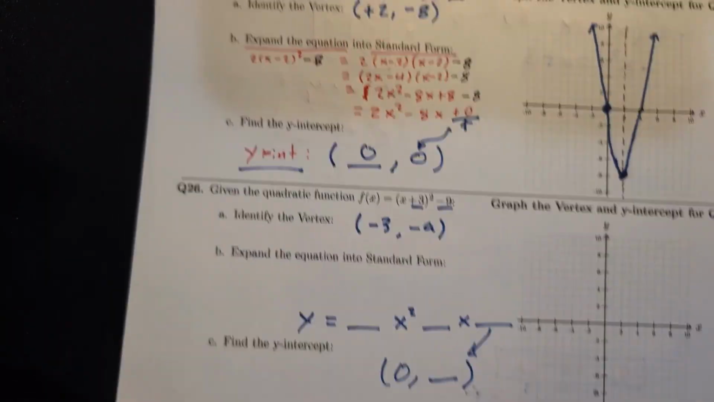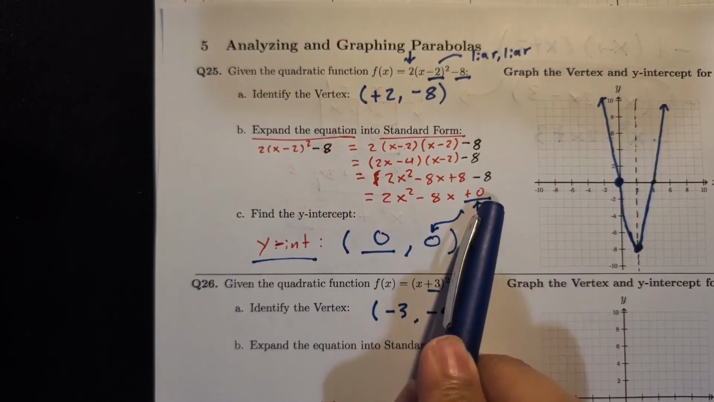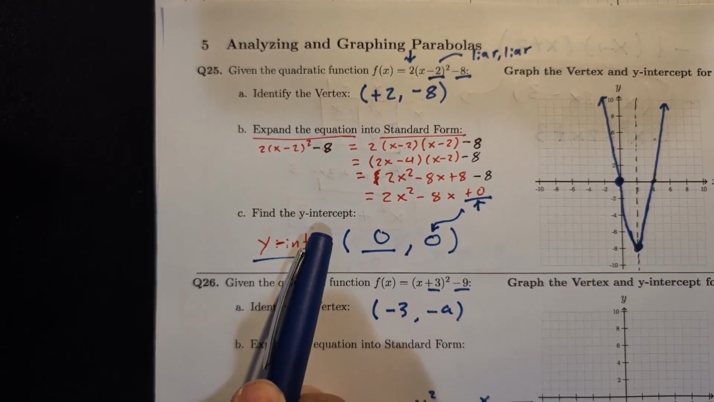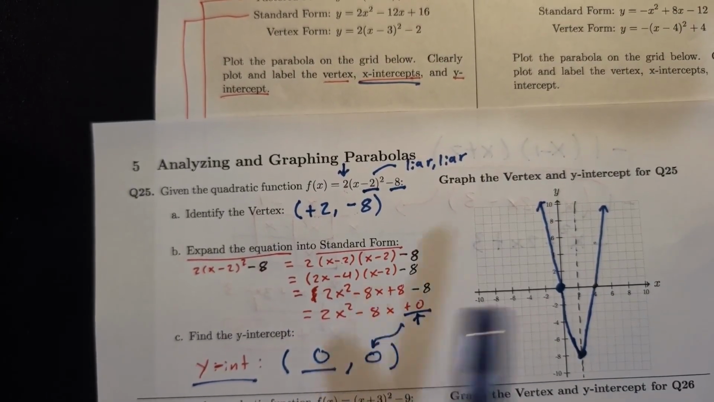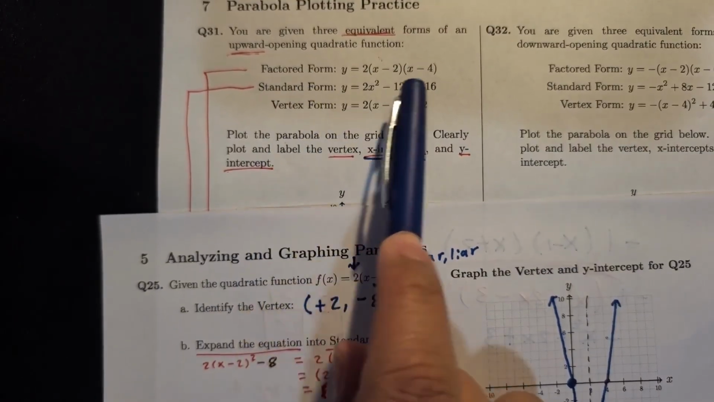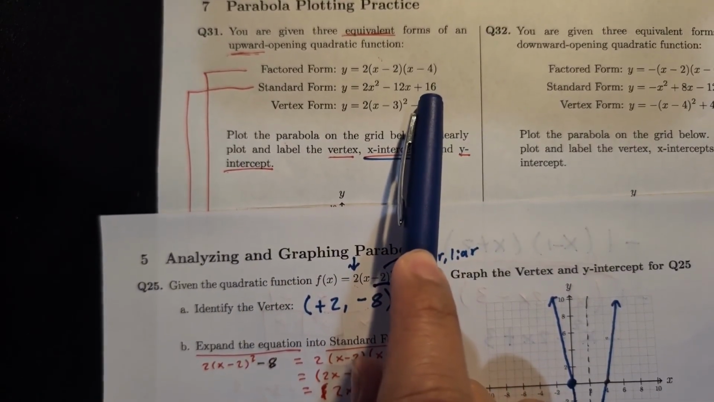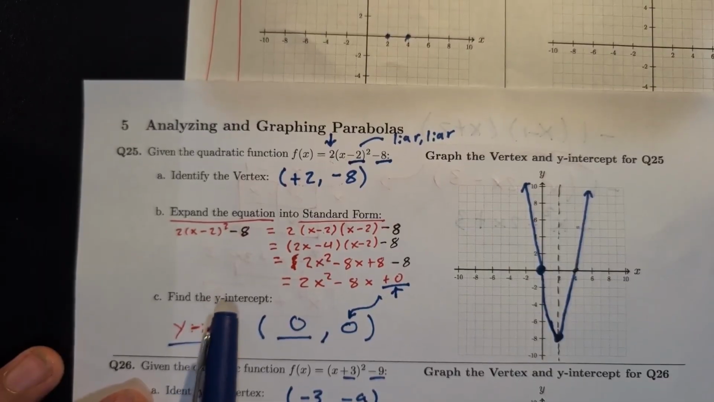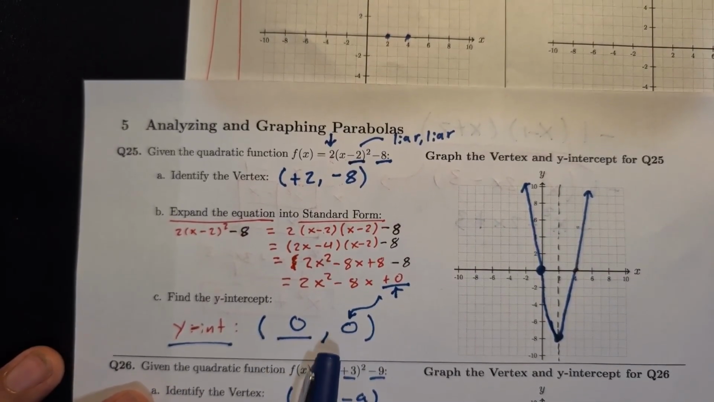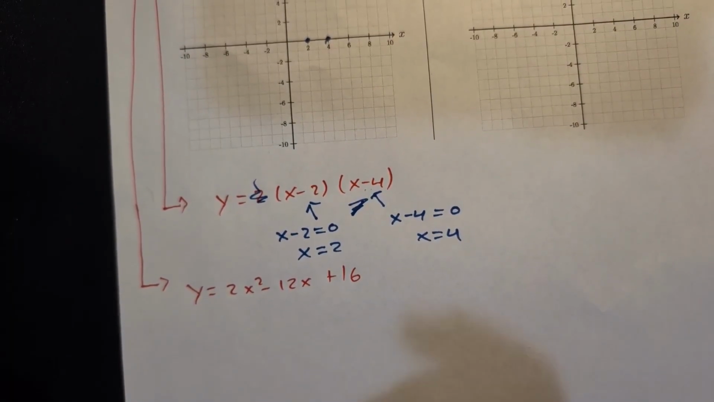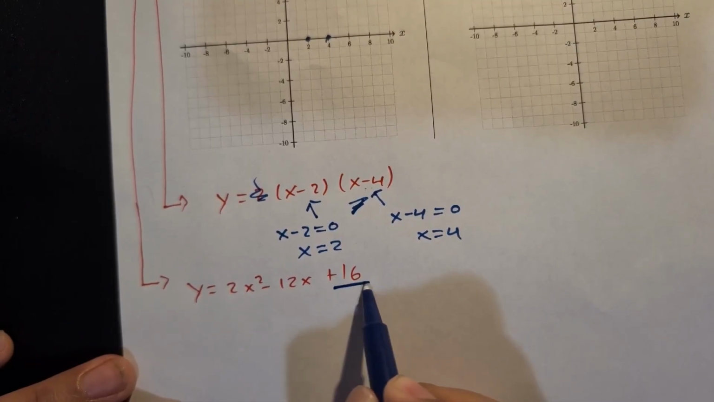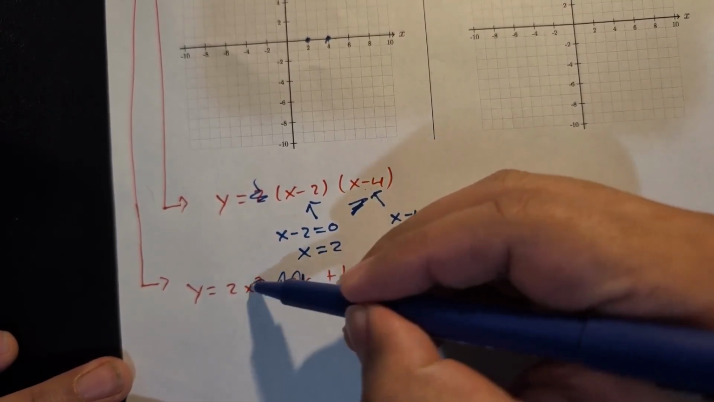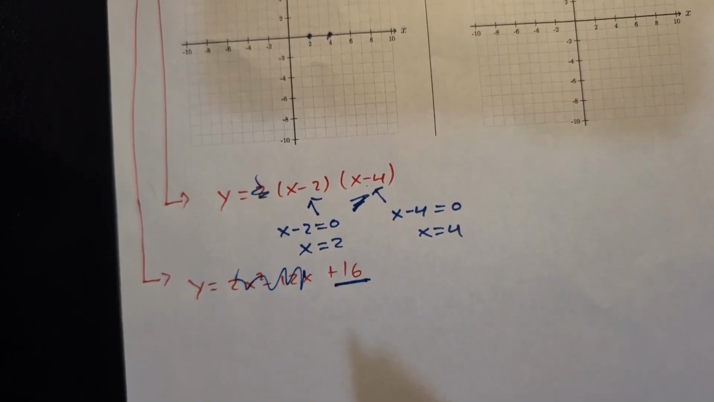Section 5. We said that the last number gives me the y-intercept. Well, this is written in standard form, so the last number is 16. It's going to give me my y-intercept, and it's always (0, y-intercept). We're only going to be looking at the last one. Erase everything else. That is not important.